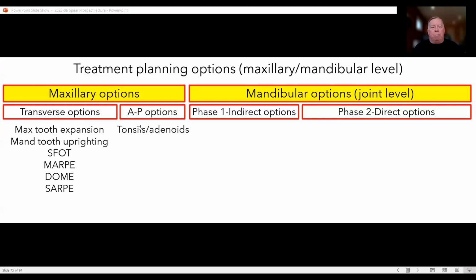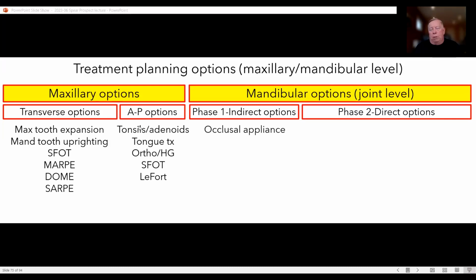Anterior-posterior options could be tonsils and adenoids, or some type of tongue therapy with myofunctional treatment. You could use ortho with some type of headgear. Again, we can get AP change with SFOT, or we could do a skeletal orthognathic procedure, doing a LeFort to move the skeletal bases. Now, those are the maxillary options.